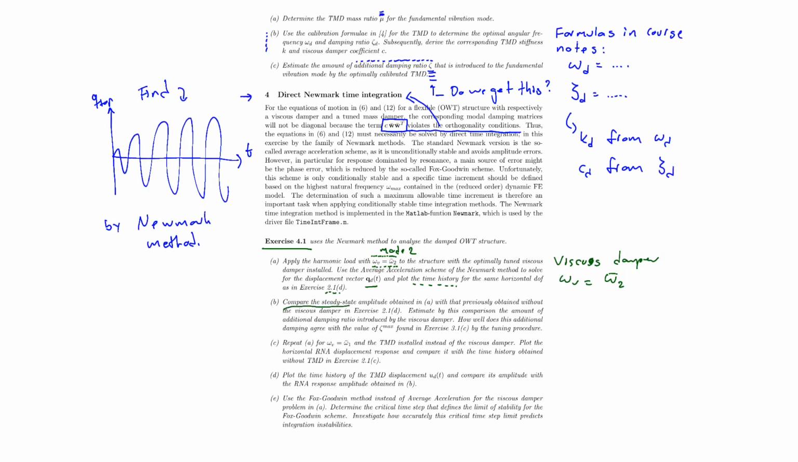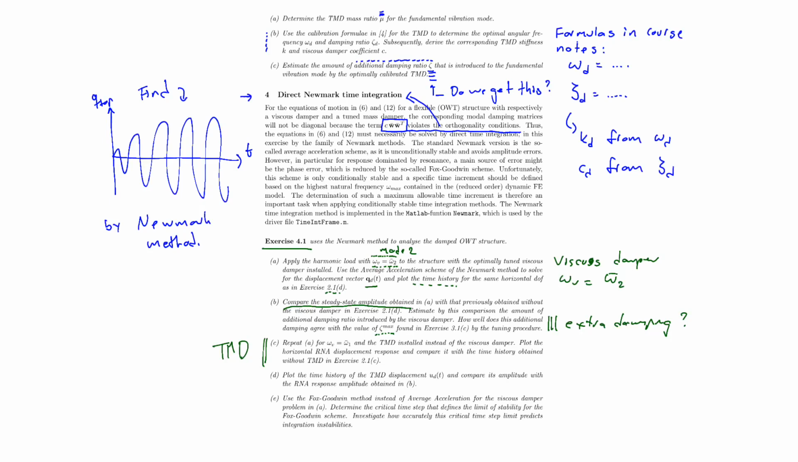Try to compare the steady state amplitude with the damper to the case without the damper that we considered previously. How much extra damping do you get? And can you determine that by comparing the damped response with the undamped response? The answer is yes, but the question is, does it really match the zeta max that you found previously with the tuning theory?